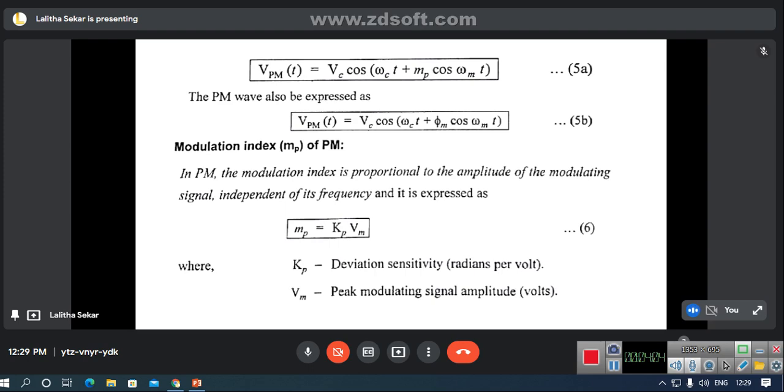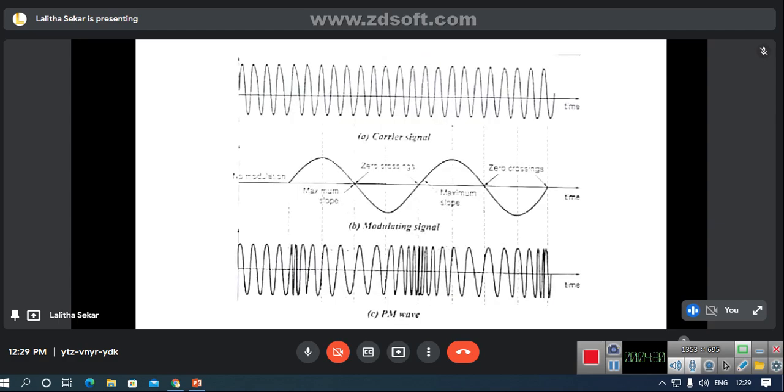Then, the modulation index of PM. In PM, the modulation index is proportional to the amplitude of the modulating signal, independent of its frequency. This can be represented as Mp is equal to Kp into Vm. Kp is the deviation sensitivity in radians per volt. Vm is the peak modulating signal amplitude in volts. This is the PM wave.